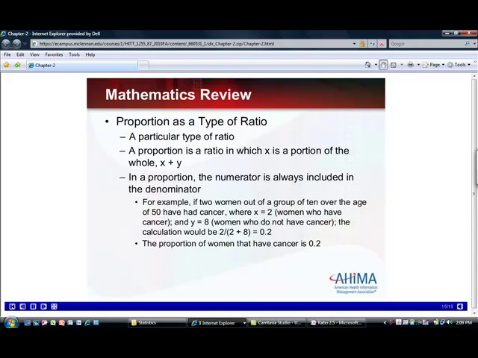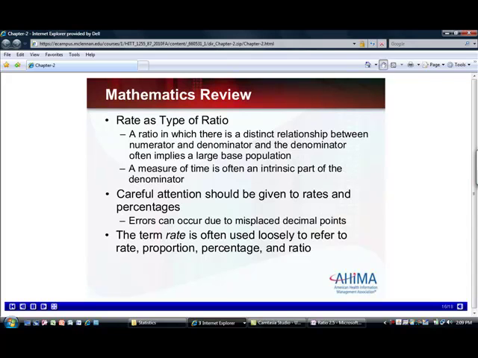A proportion is a type of ratio in which x is a portion of the whole, x plus y. In a proportion, the numerator is always included in the denominator. For example, if 2 women out of the group of 10 are over the age of 50 and they have cancer, where x is 2 women who have cancer and y is 8 women who do not have cancer, the calculation would be 2 over 2 plus 8, which would give us 0.2. The proportion of women that have cancer is 0.2.